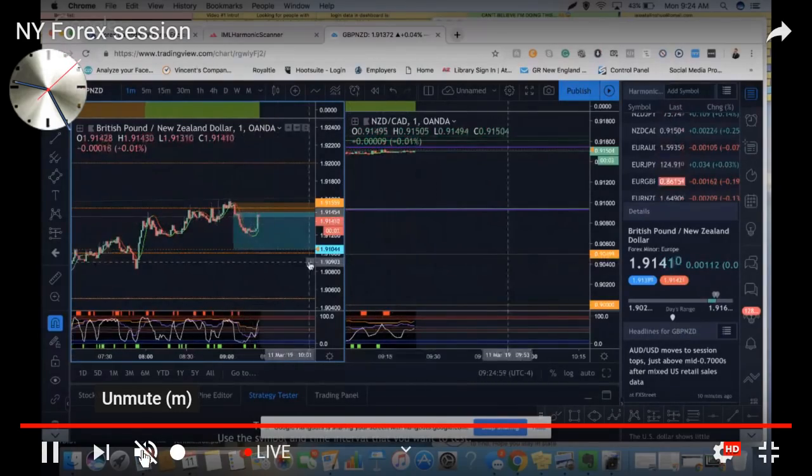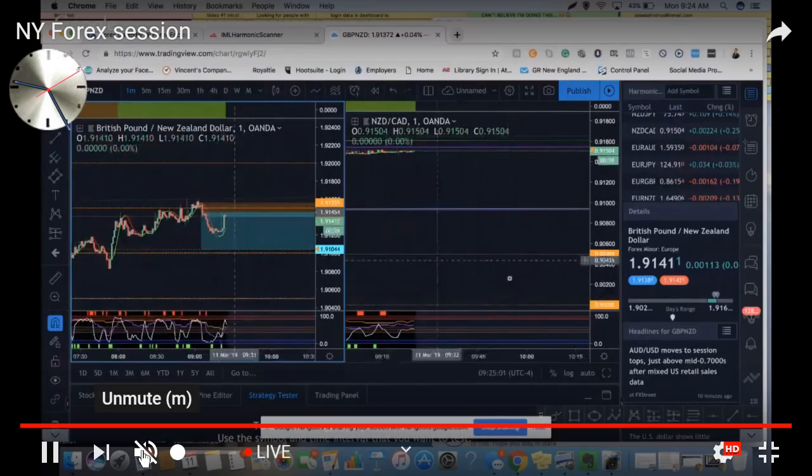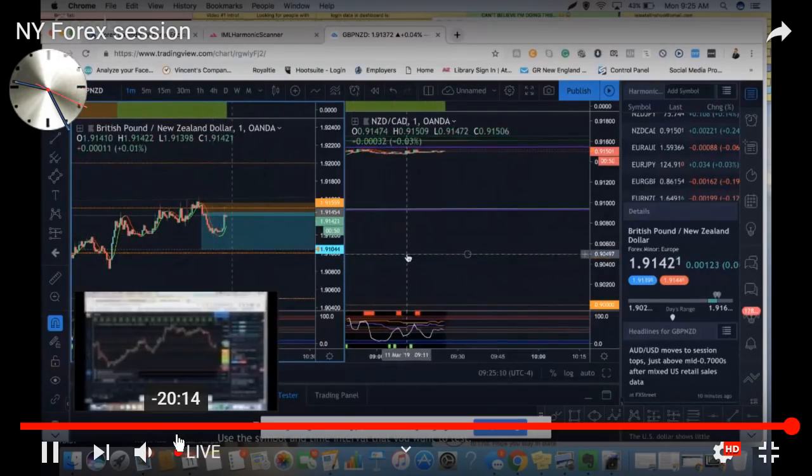Is that even a pair? These pounds New Zealand, are these fake pairs? Who's trading New Zealand CAD right now? Jesus, on a 1 minute chart. What's the spread on that?